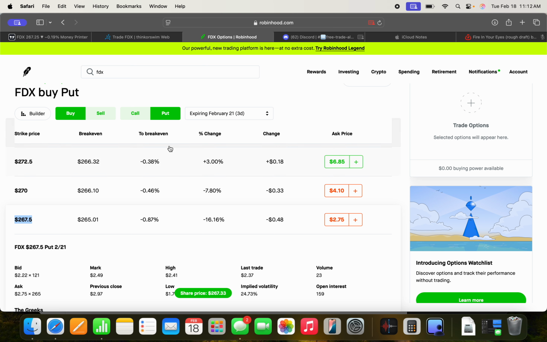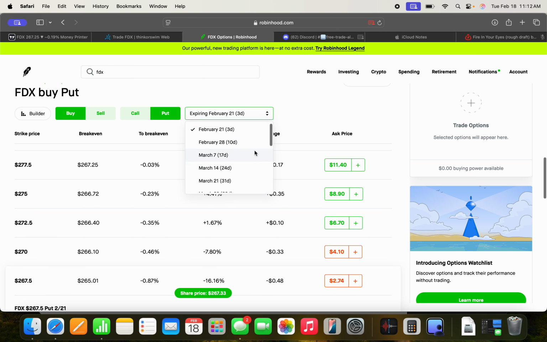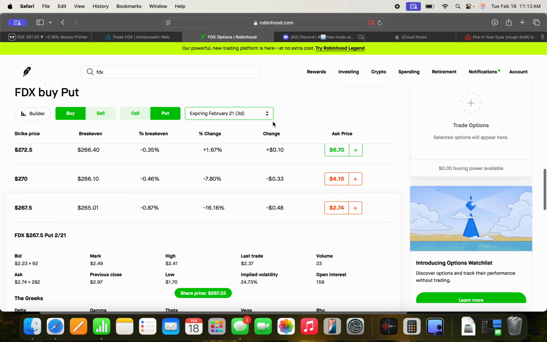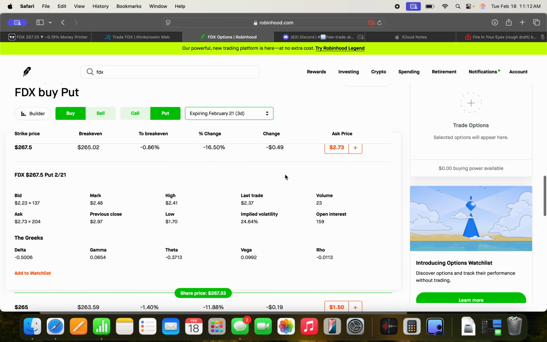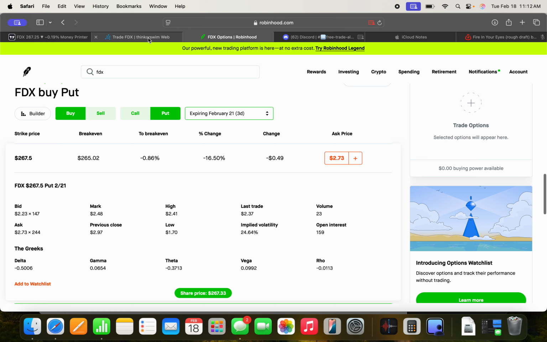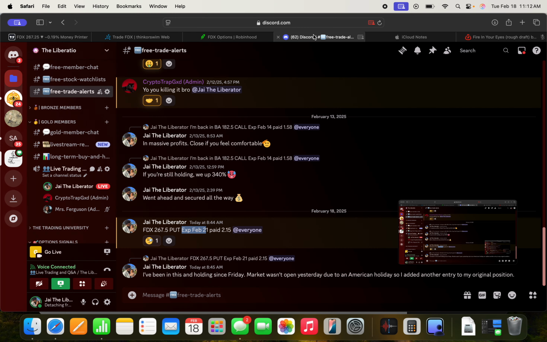On the right side right here, it has arrows, right? Expiring February 21st. You click on it and you find whatever your expiration date is. So in this case, February 21st. This is how you pull up the signal on your platform if you use Thinkorswim or if you use Robinhood.